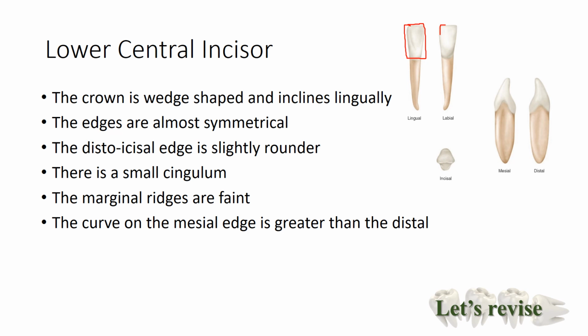There is a small cingulum, see here, small cingulum, but if you look at the pictures here, you can definitely see that the mesial edge ridge here is much greater than the distal. And that's what you're looking for to really help you to get your mesial and your distal. So you're looking for this edge on the mesial edge to be a much bigger curve. And that's the lower central incisors. So they're quite easy to distinguish between the upper and the lower.